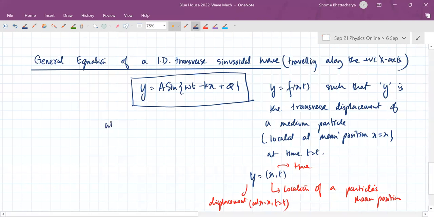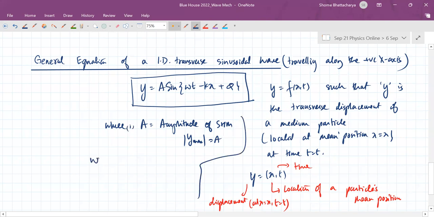Now here you can see the quantities. Let's start with A. A is the amplitude of SHM or oscillation. It is the maximum magnitude of displacement from the mean position. Then omega represents 2 pi f, what we call angular frequency, where, very importantly, f is the frequency of the source.